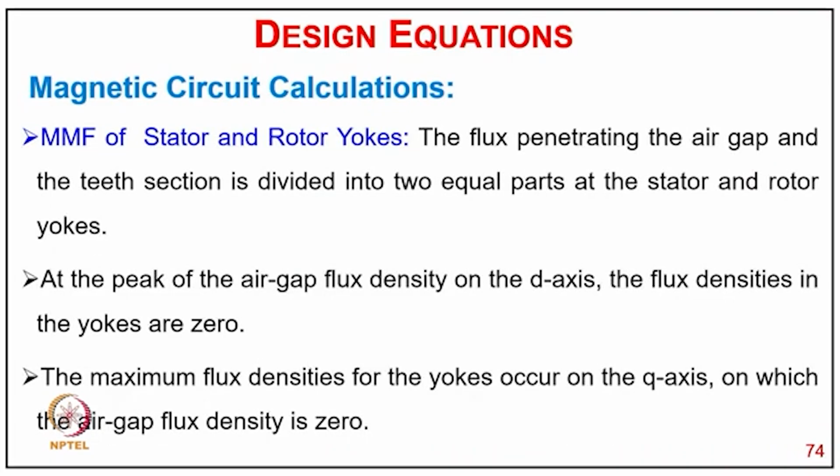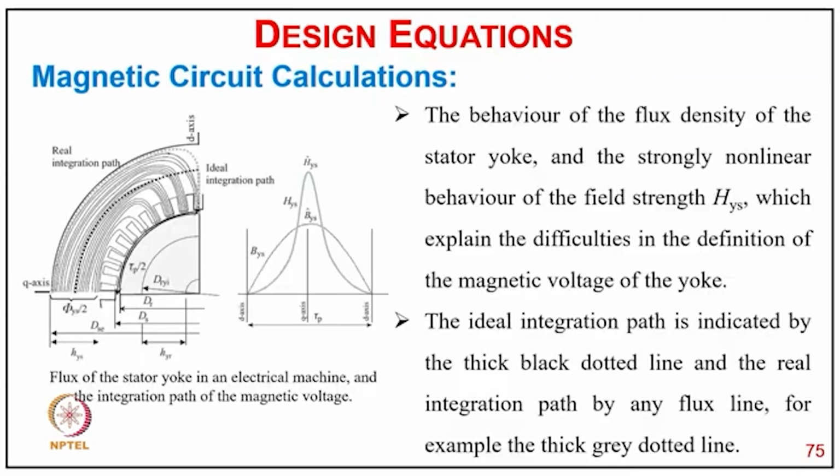Coming to the MF for stator and rotor yoke. The flux penetrating the air gap and the teeth section is divided into two equal parts in the stator and rotor yoke, and at the peak value of air gap flux density on the D axis, the flux density in the yoke is 0. The minimum flux density for the yoke occurs on the Q axis, on which the air gap flux density is 0. As you can see here, typically the different portions, the D axis and Q axis, and the different distribution of the flux integration path.